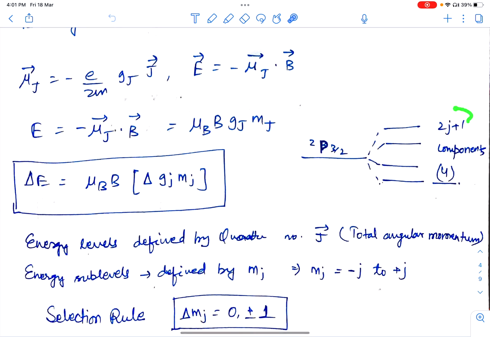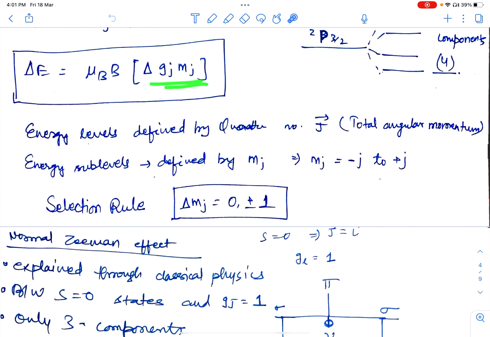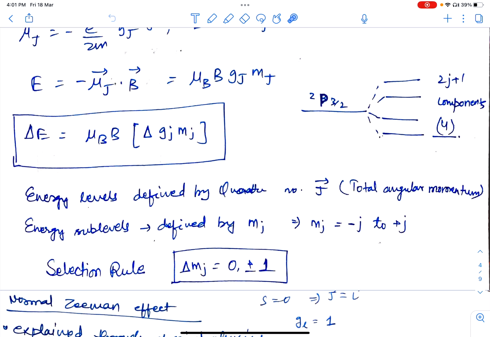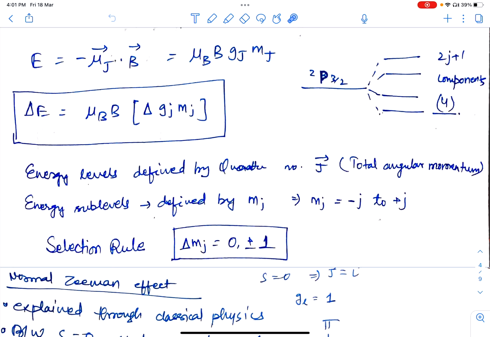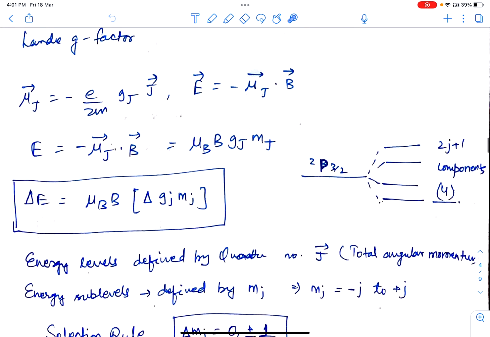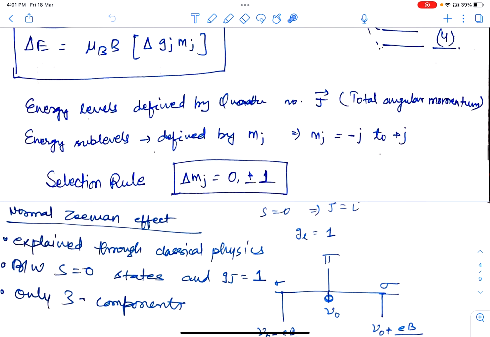Now the splitting, we have to see how many components are coming. So for delta E, how many components? Delta E is GJ mJ times mu B B. Energy levels are defined by quantum number J, the total angular momentum. Sublevels are defined by mJ. mJ takes values from minus J to plus J. Everything will be clear at the end of the lecture. I hope till now things are good.